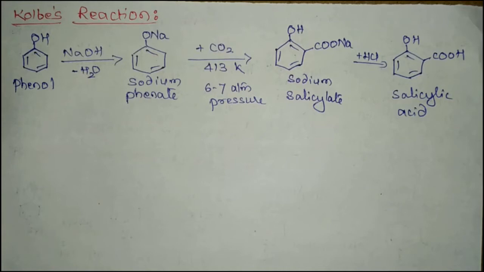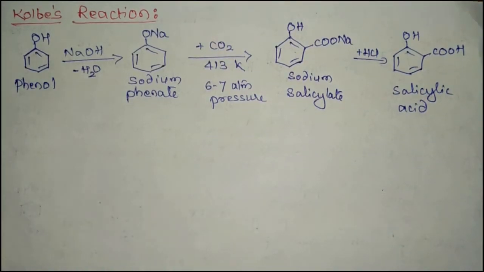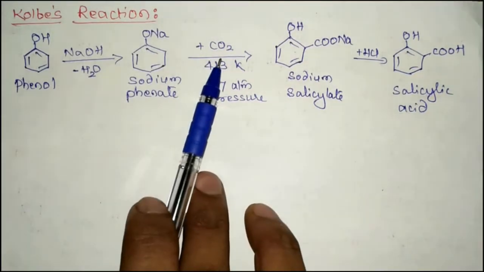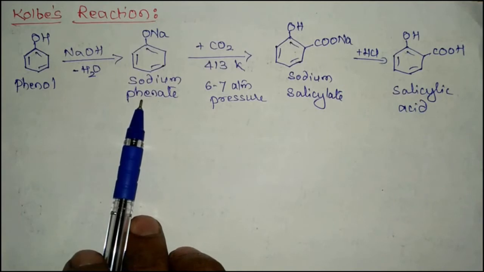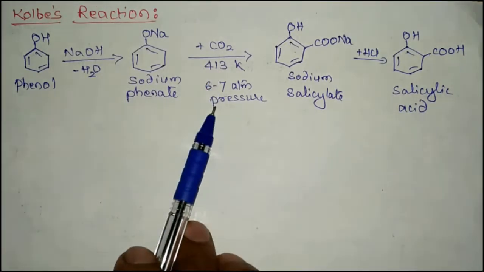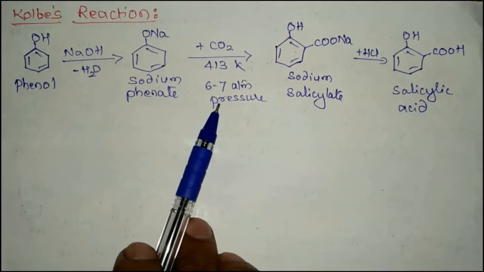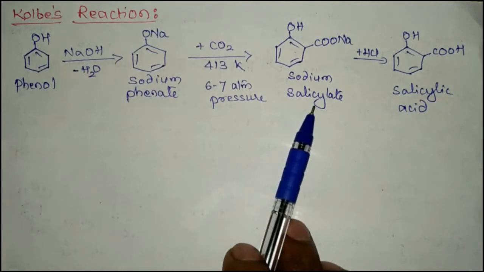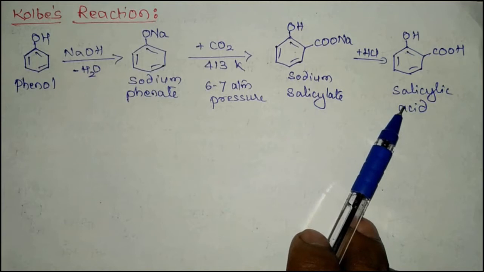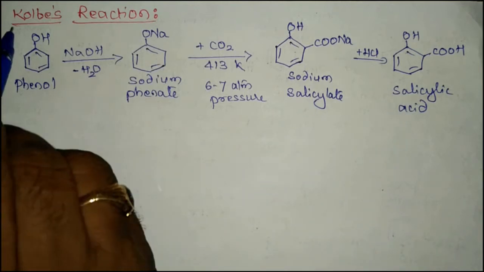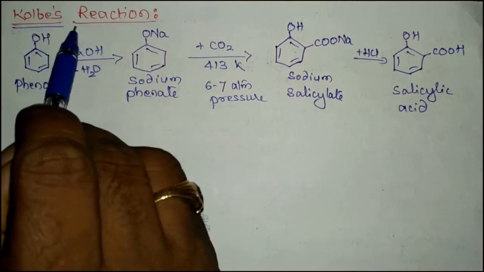This reaction is known as Kolbe's reaction. When carbon dioxide is bubbled through sodium phenate solution at 413 Kelvin under 6 to 7 atmospheric pressure, you are going to get sodium salt of salicylic acid, that is sodium salicylate, which on acidification gives salicylic acid. And this reaction is known as Kolbe's reaction.